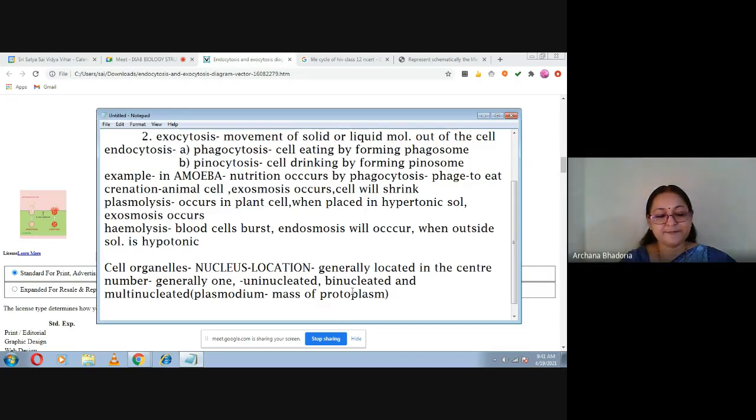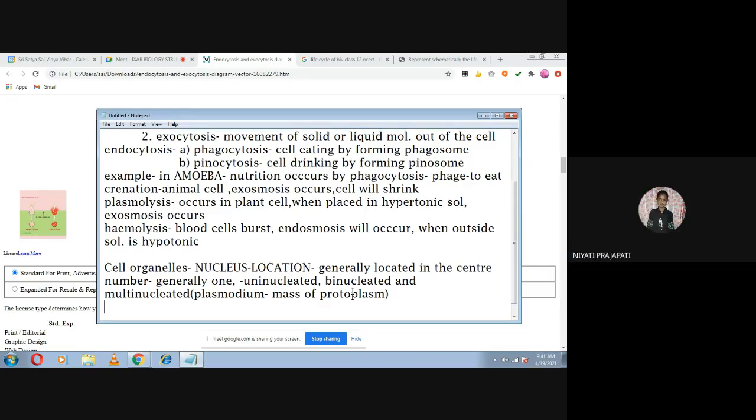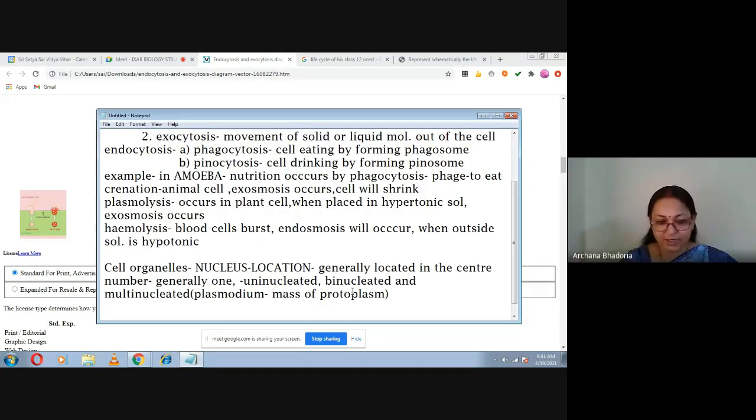Done, everyone? Yes, ma'am. Everyone has written the nucleus location, then number. Now you find in some cells the nucleus is not present. So remember the term is enucleated. Is it clear? Meaning no nucleus. Do you know in our body one cell is there which does not have a nucleus?